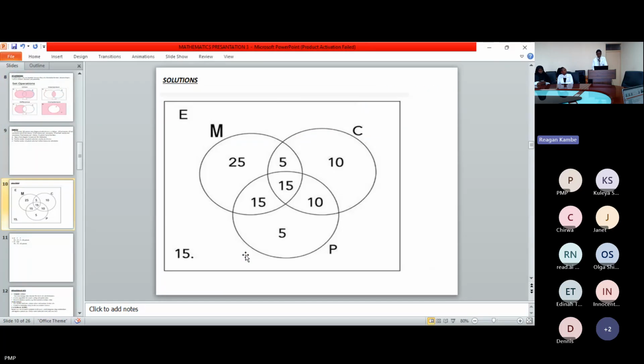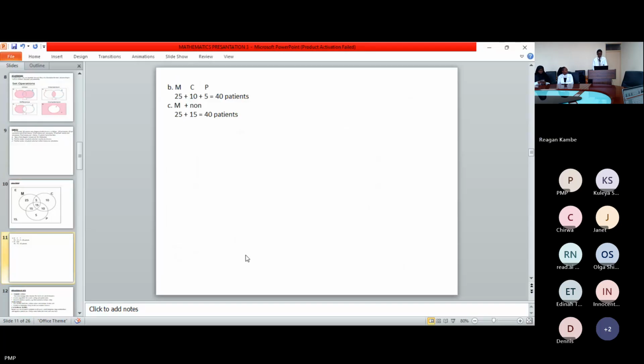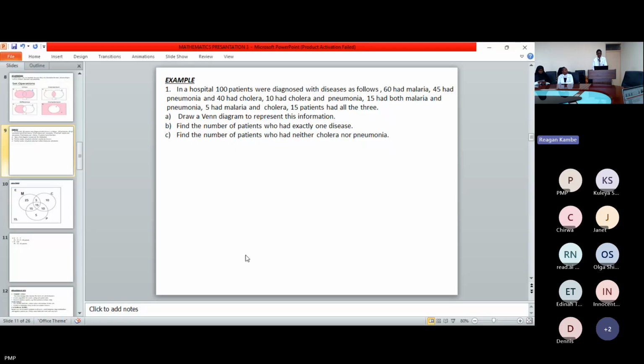So when we go to cholera, we added the intersections once again, 10 plus 15 plus 5 plus 10, so we could get the correct number. So 10 plus 15 plus 5 minus the total number to find the people who are sick of cholera individually, which gave us 10. Does that answer your question, sir?